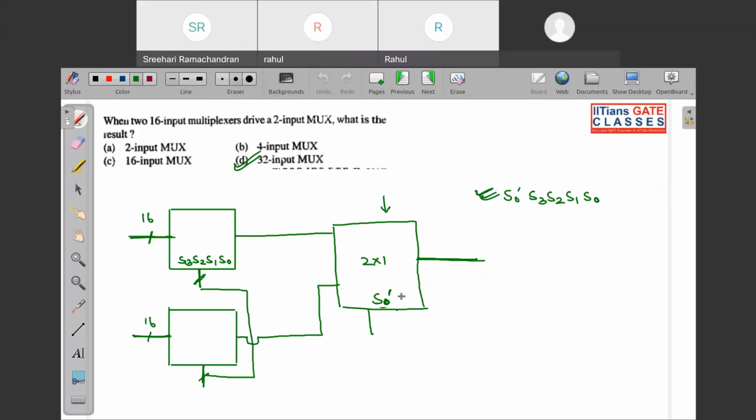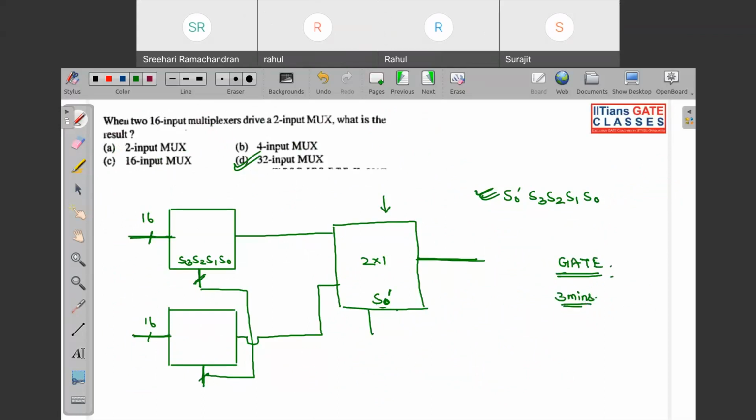So this chapter is over. I will ask all of you to go and solve all the GATE questions. Also, I will suggest you solve for combinational circuits. Why am I asking all of you to solve GATE questions also? Each and every question on an average takes 3 minutes.